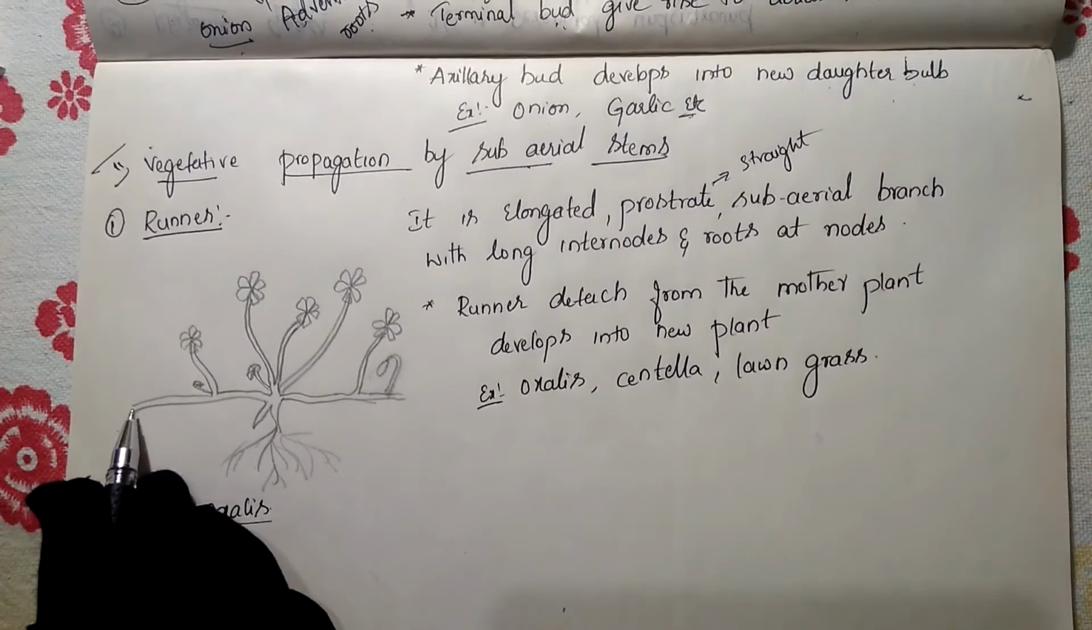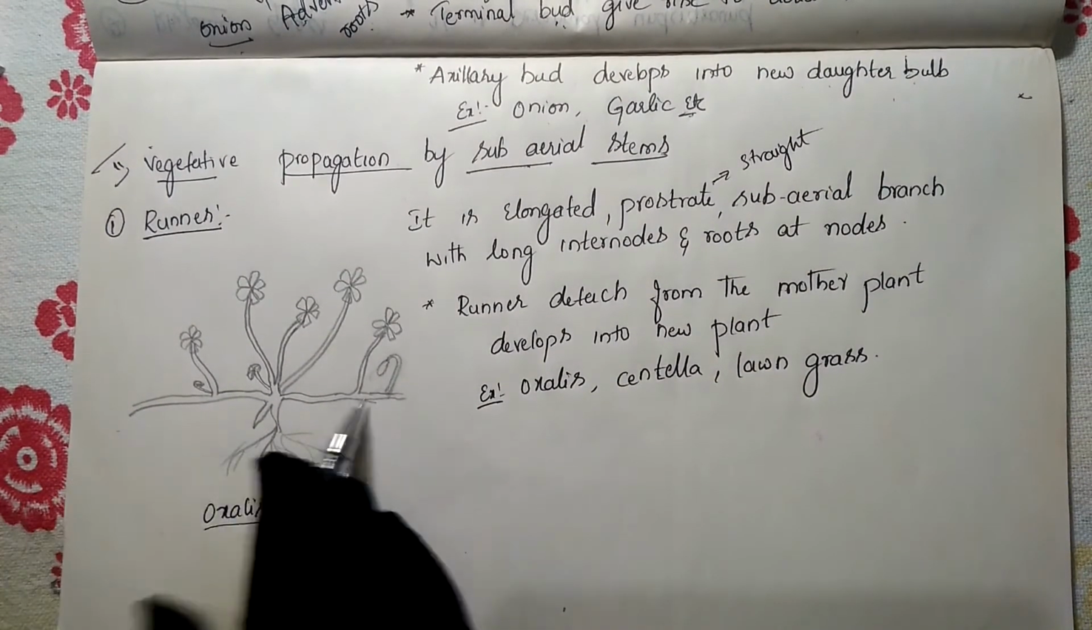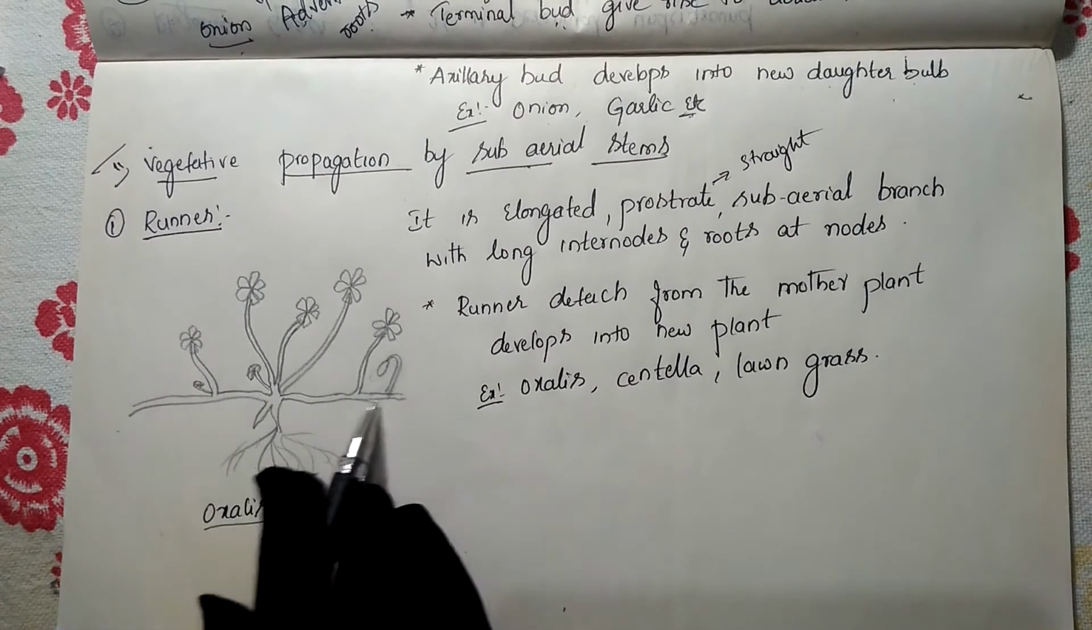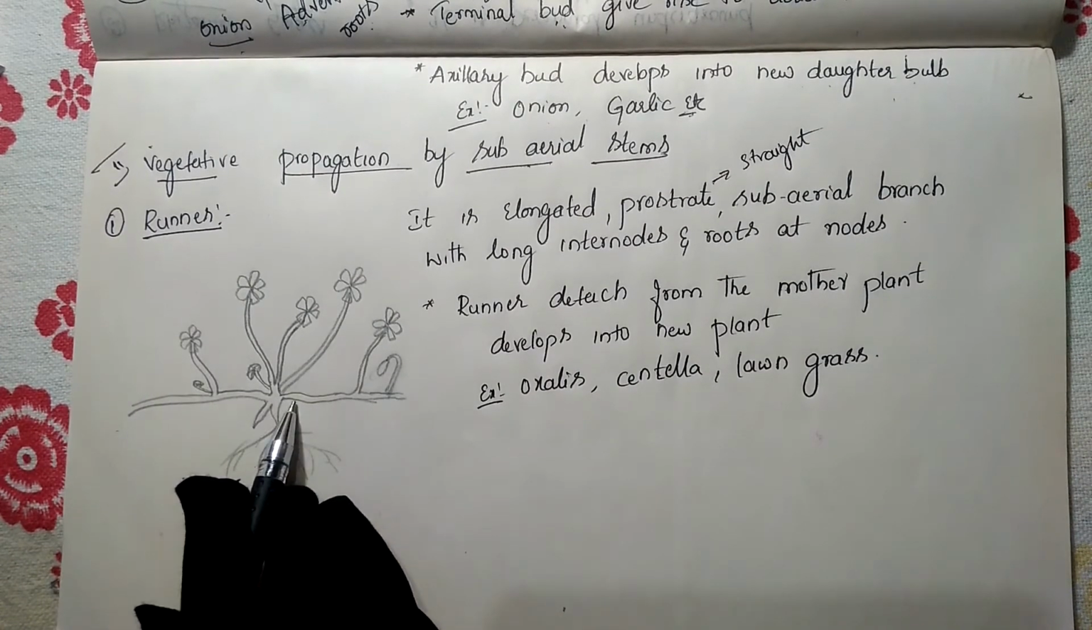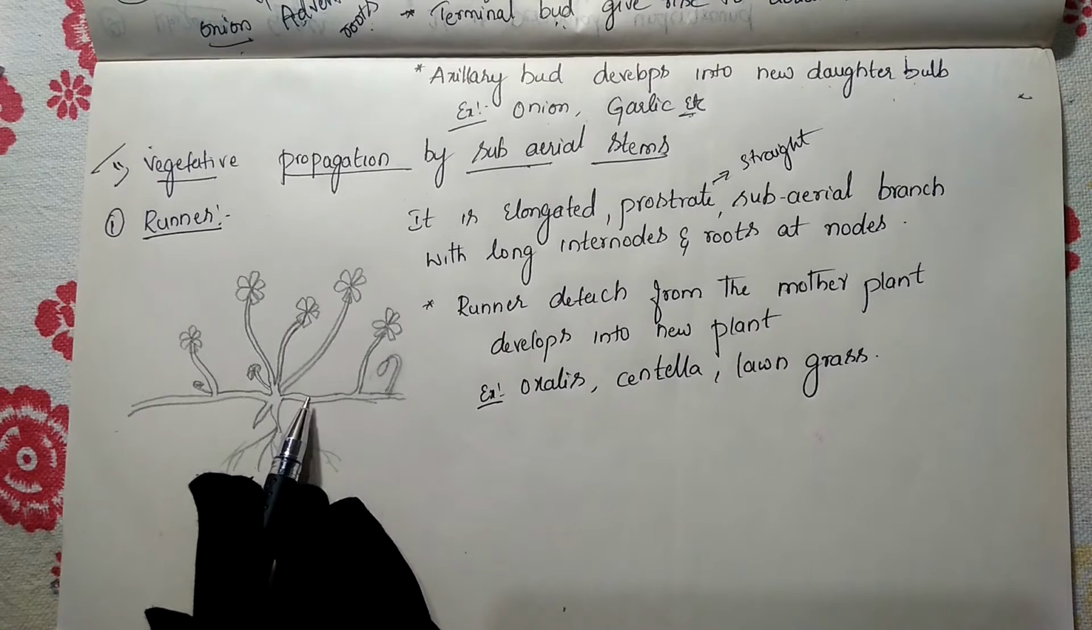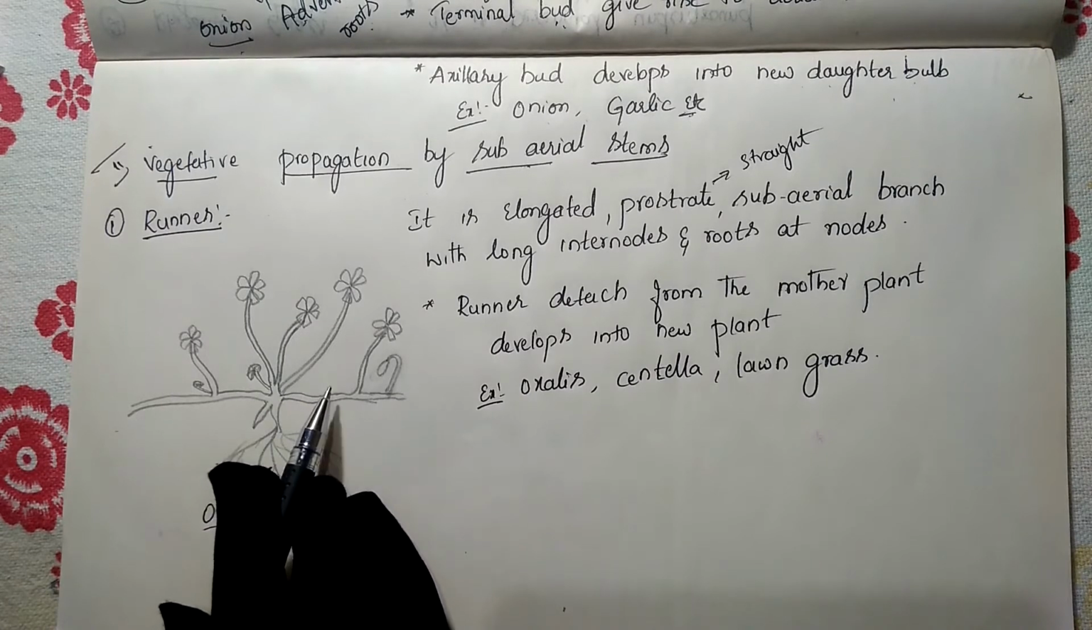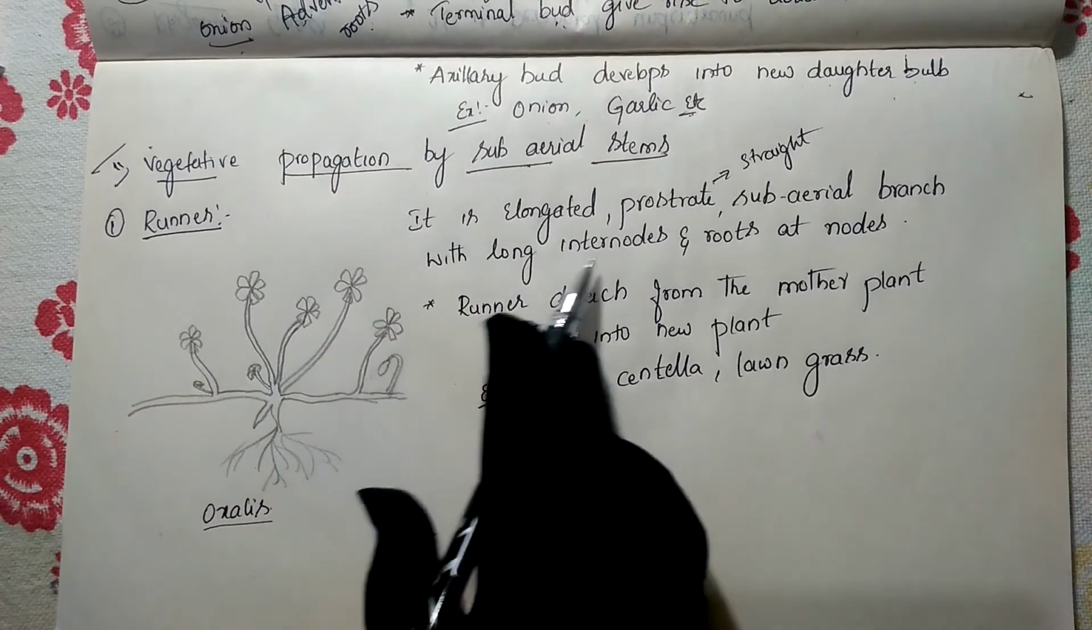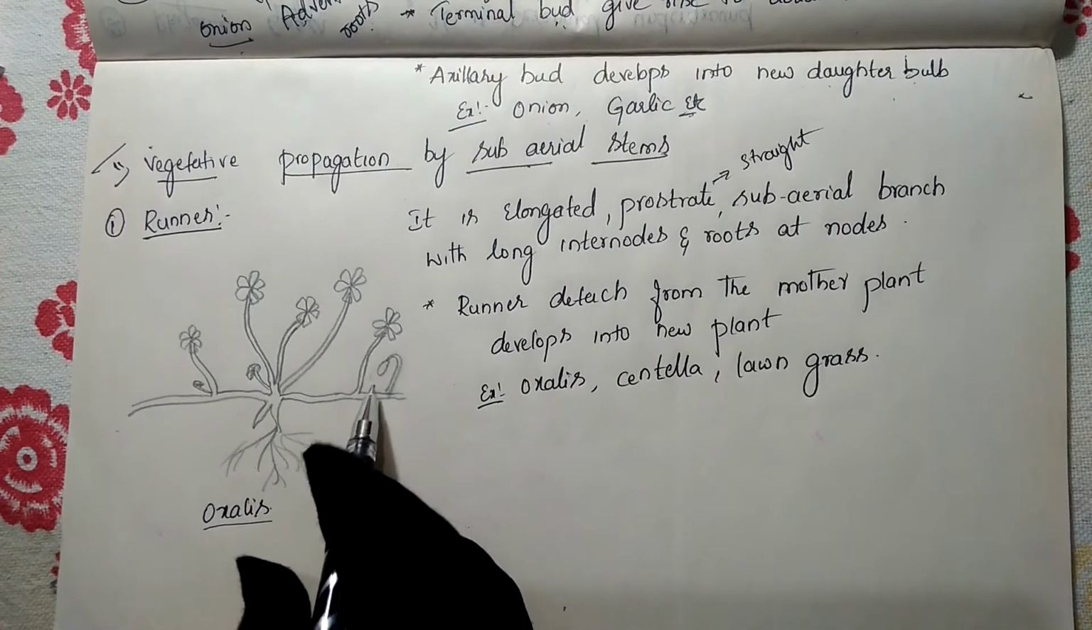Straight. So it is an elongated prostate, meaning straight, and it has subaerial branches. What condition is it in? It is in a subaerial condition. So it is showing the branches with long internodes and roots here.